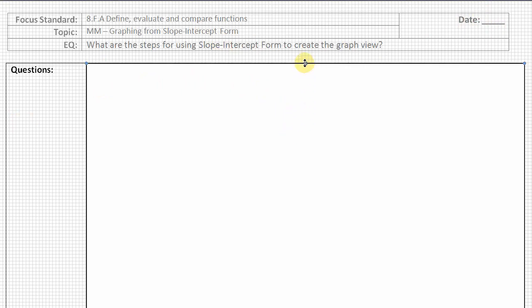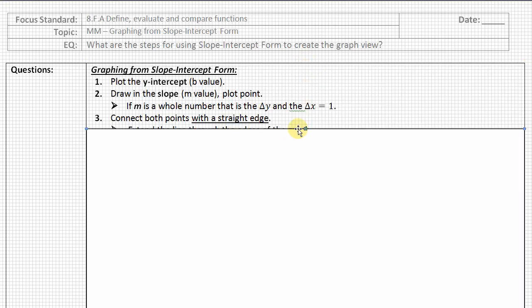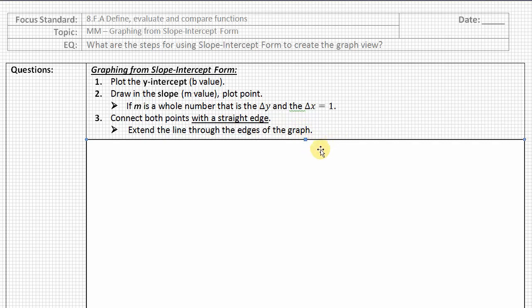Today we're going to talk about the 3 steps to graphing from the slope-intercept form of the equation. So our first step is to plot the y-intercept, or the b value, from the equation. And then from that point, we're going to draw in the slope, the m value. So we're going to use the change in y and the change in x to do that and plot that point.